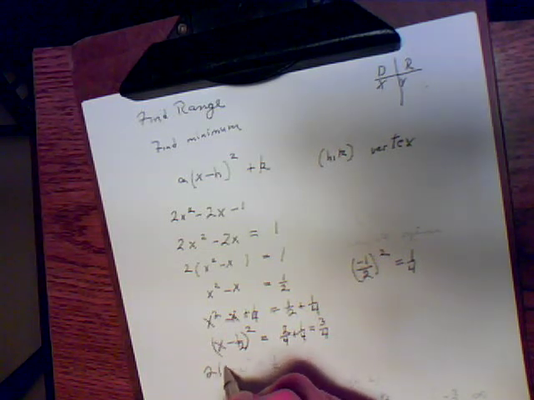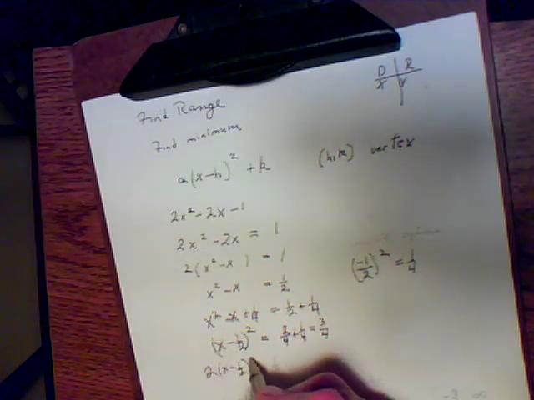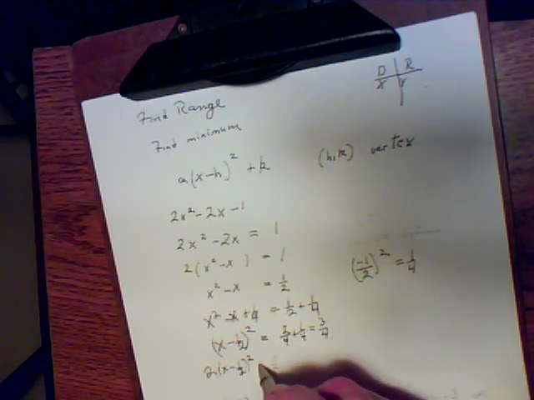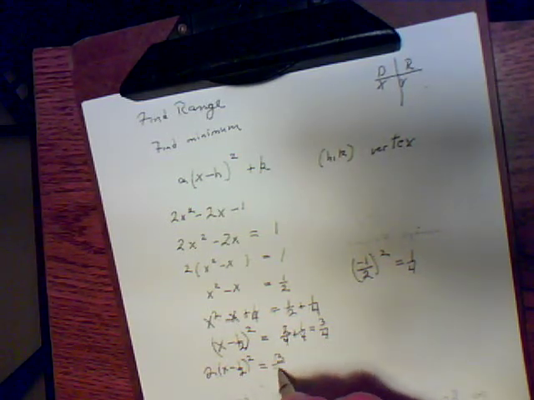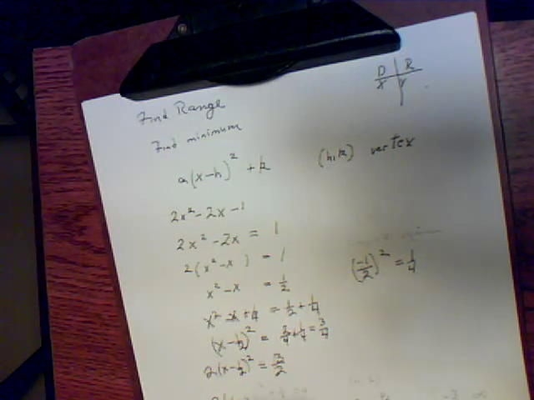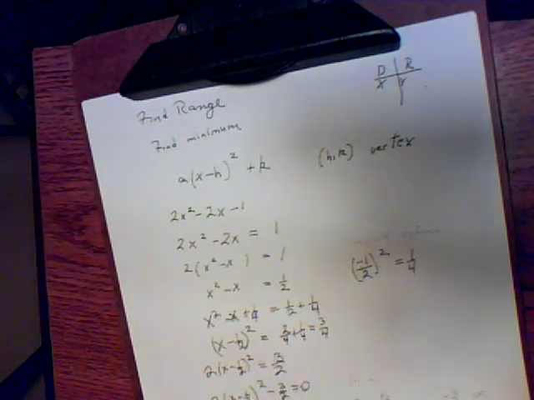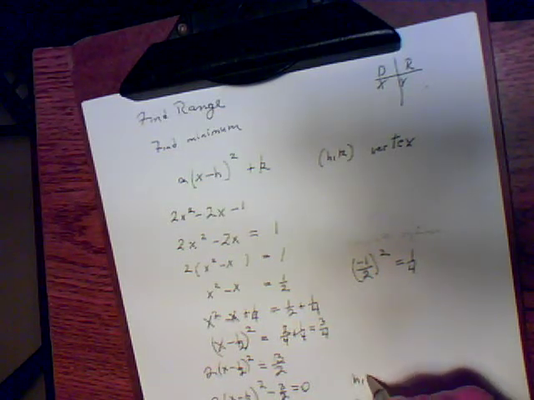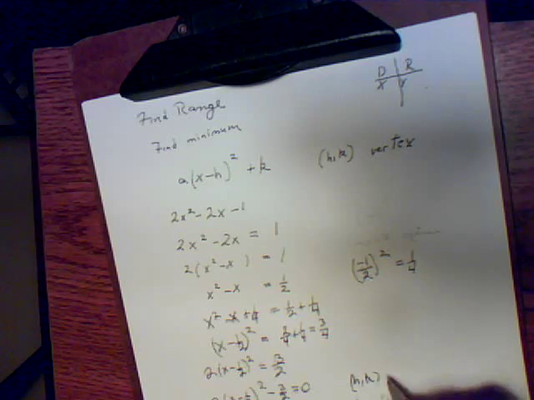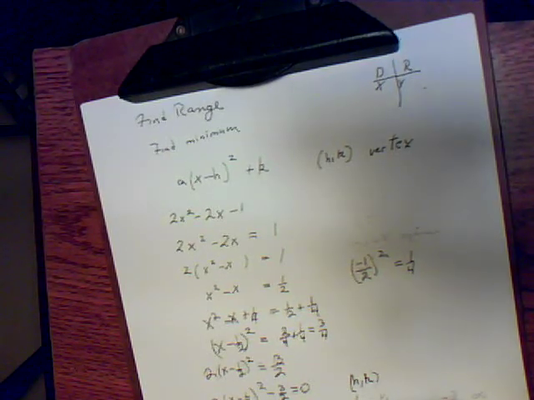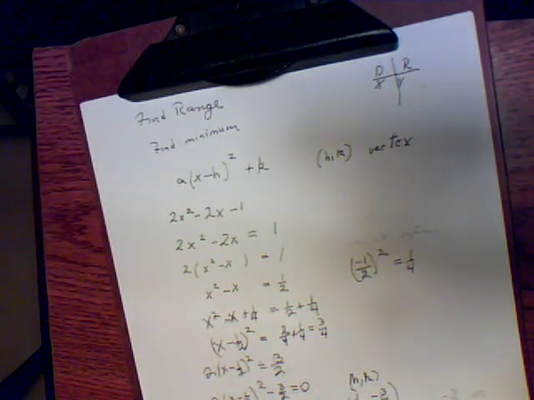It's 2 times x minus 1/2, quantity squared, is equal to 3/2, or 2 times x minus 1/2 squared minus 3/2 is equal to 0. Your vertex, h, k, taken from this equation, h is 1/2, k is minus 3/2. That is where your equation will either find a maximum or minimum.